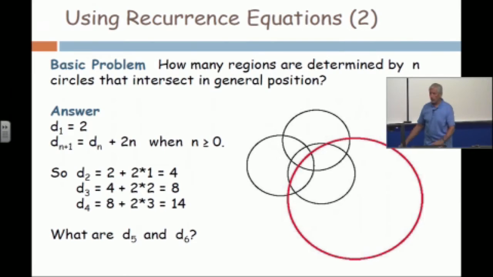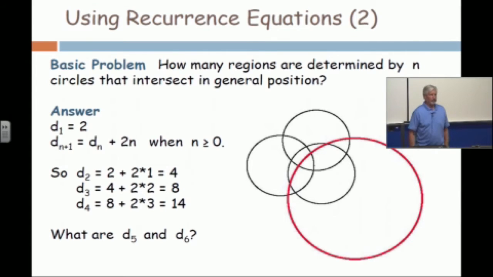If you put down 2 circles, it's a Visa, or no, MasterCard. How many regions? 4. If you put down 3 circles, you get 8. And by the way, back when you were in high school, you did Venn diagrams, right? Why didn't anybody ever draw Venn diagrams with 4 circles? They used 1 circle, 2 circles, and 3 circles, but never 4.